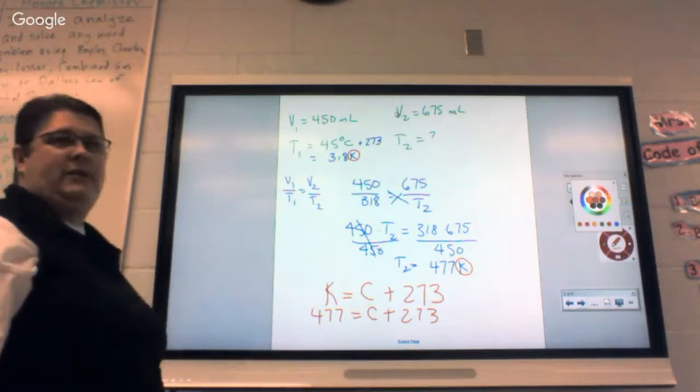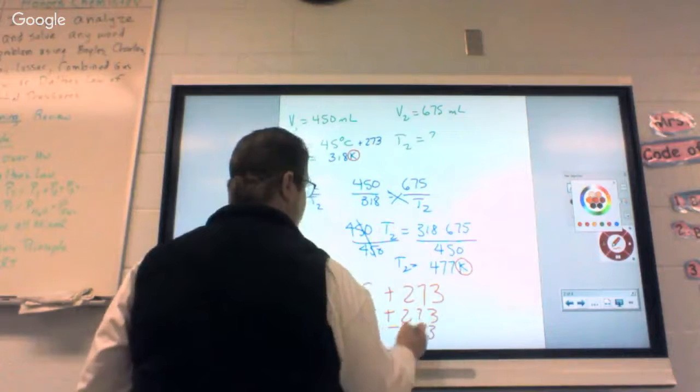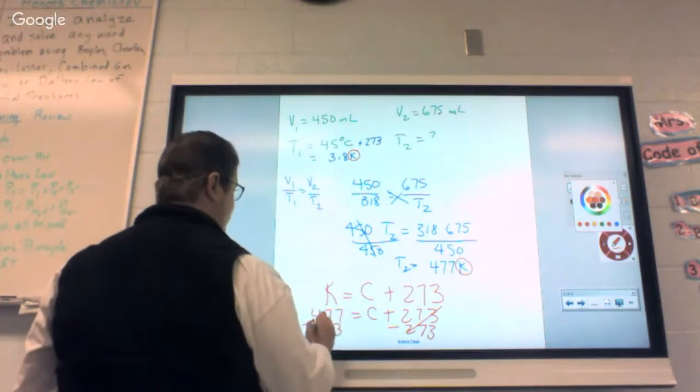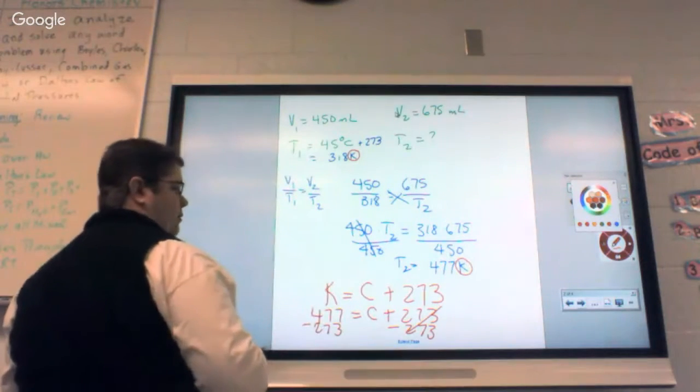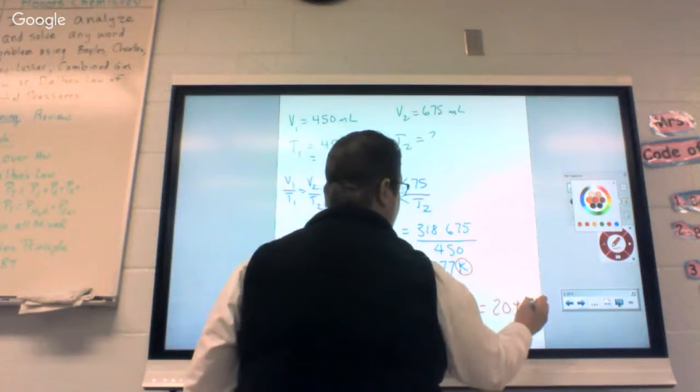So now I do what to get my C? Minus 273 from both sides. Cancels there. Minus 273 from this side. And what do I wind up over there? 204. So C is 204 degrees Celsius.